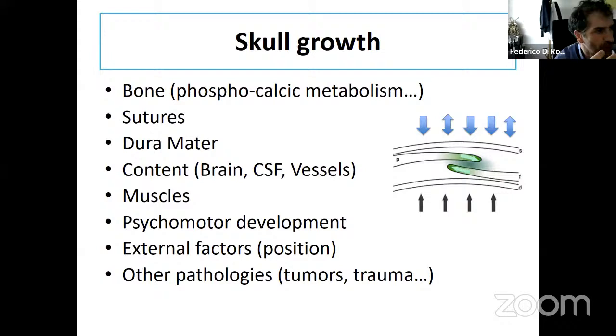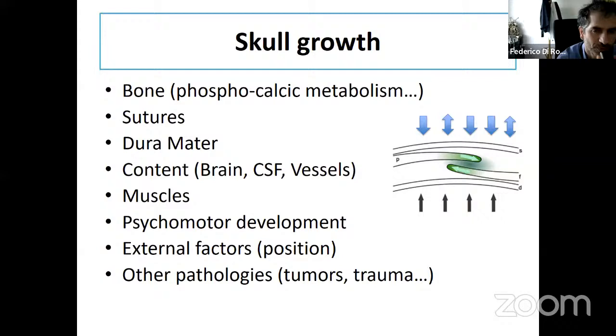So what is important to understand is that in the first months of life, the motor of the growth of the skull and the shape of the skull is the brain underneath. So if the brain grows normally, you will have a normal growth. If the brain does not grow normally, you will have an abnormal volume and sometimes also abnormal shape when the suture is affected.